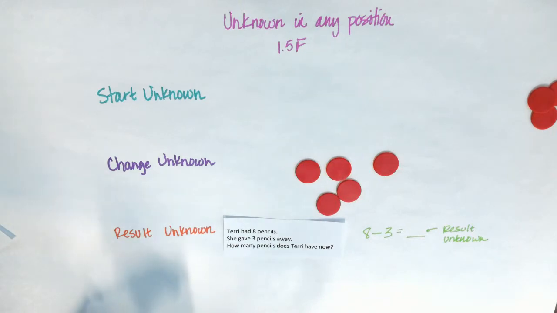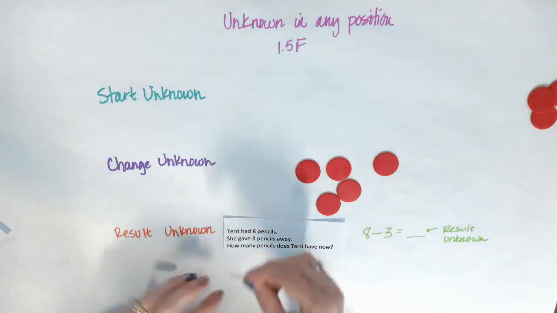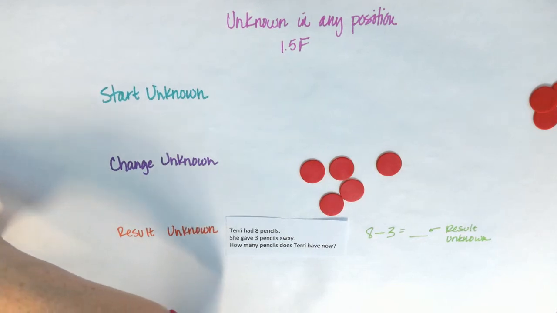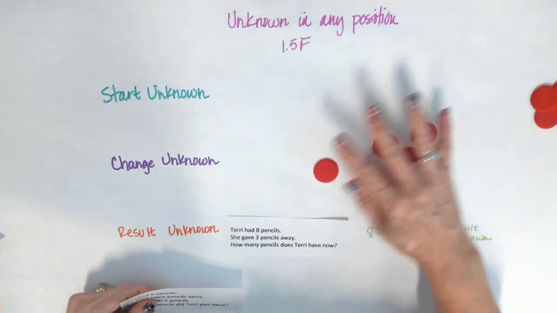So this is the one that we are all most comfortable with and kids are most comfortable with. That's not one that tends to give us a lot of trouble. It's what they've seen forever. So that one doesn't bother us. The next one I want to look at is change unknown. And we're going to save start unknown for last.